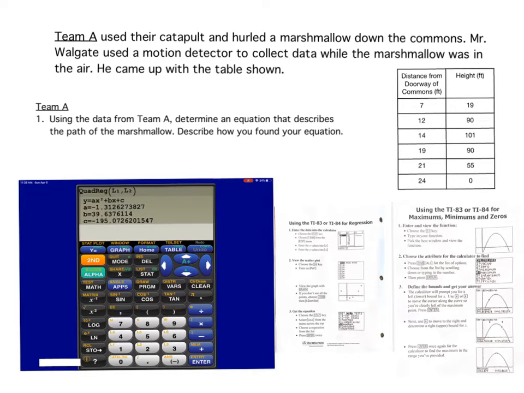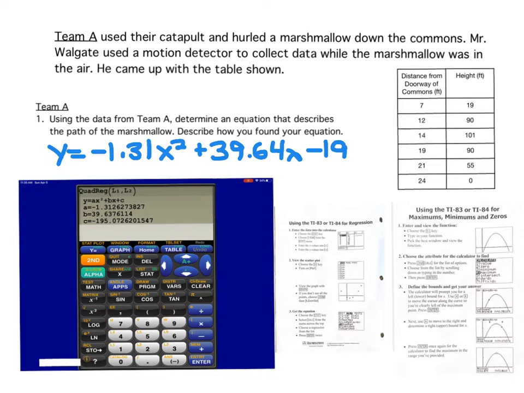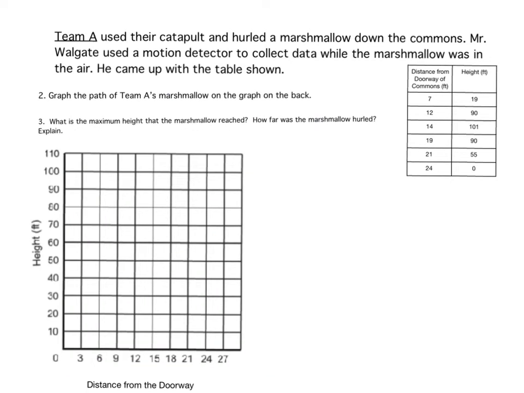Okay, so now we've got our equation. So one more time, we've got y equals -1 and 31/100 x squared plus 39 and 64/100 x minus 195 and 7/100. So now let's take a look at questions B, C.